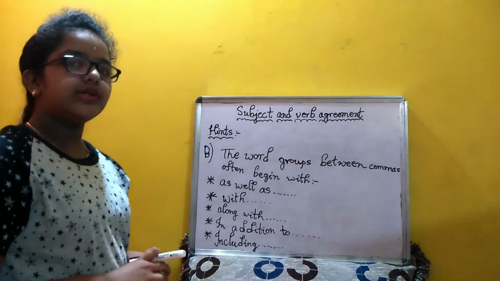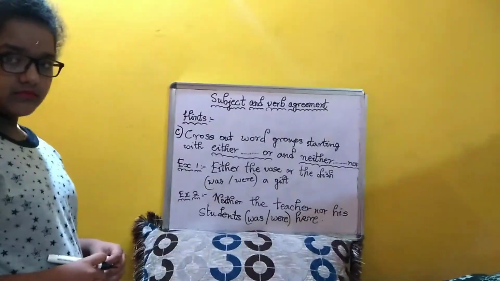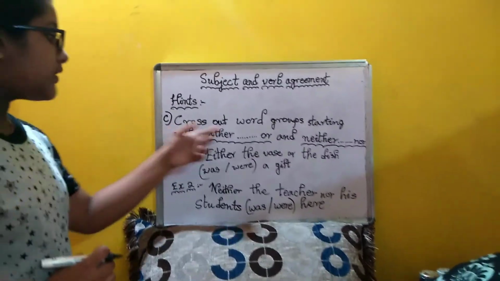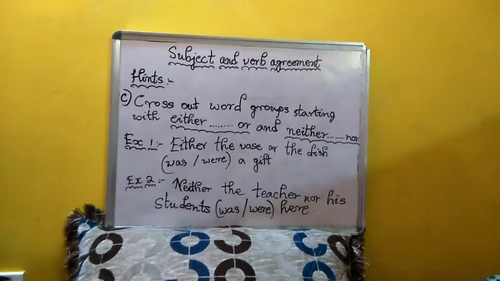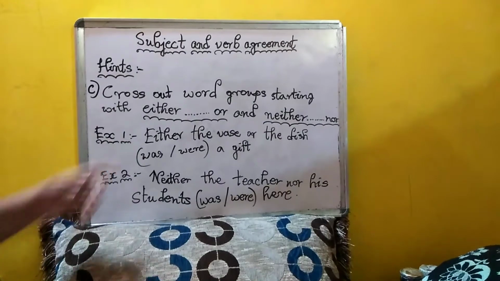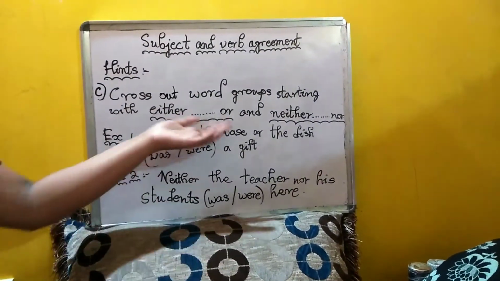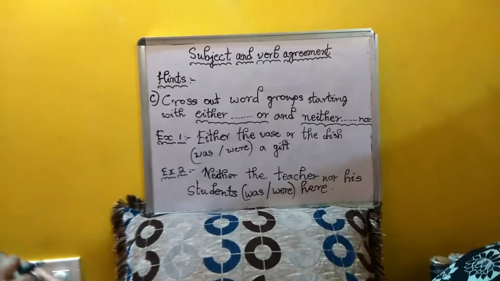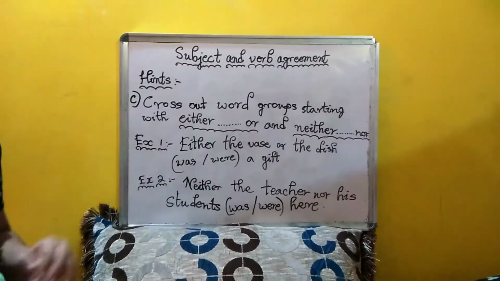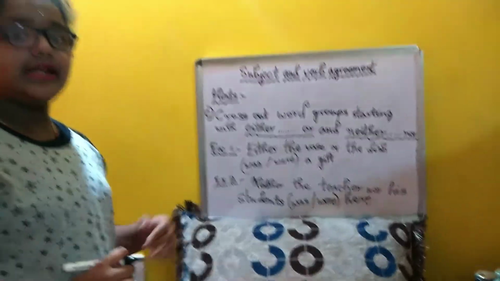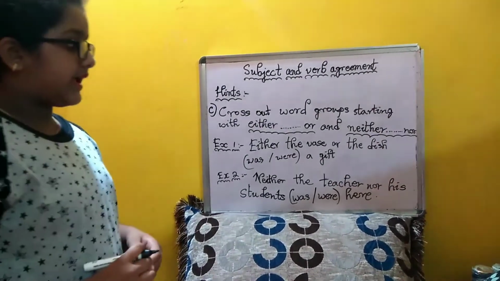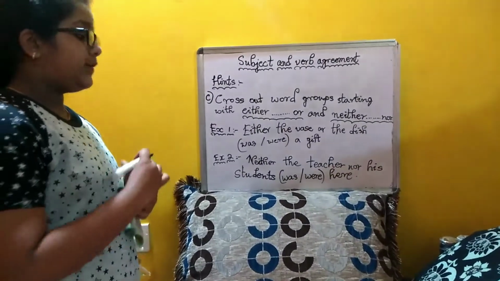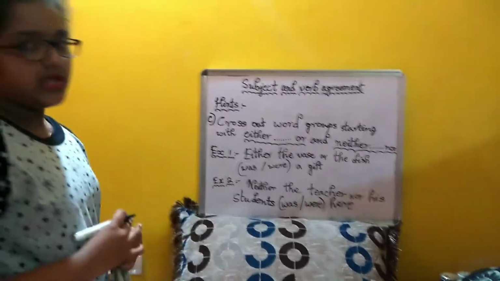So let's go to hint C. This is the third hint. Cross out word groups starting with either or, either in the middle any phrase, or, and neither nor. Let's go through the examples. Example 1. Here the sentences have been given in simple past tense. Therefore, we have to check whether the subject is plural or singular.